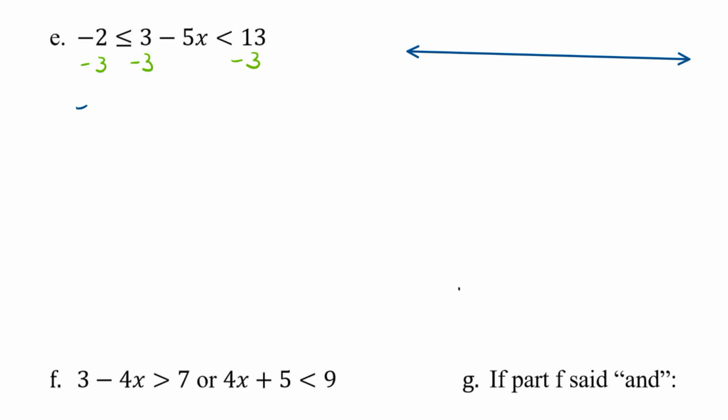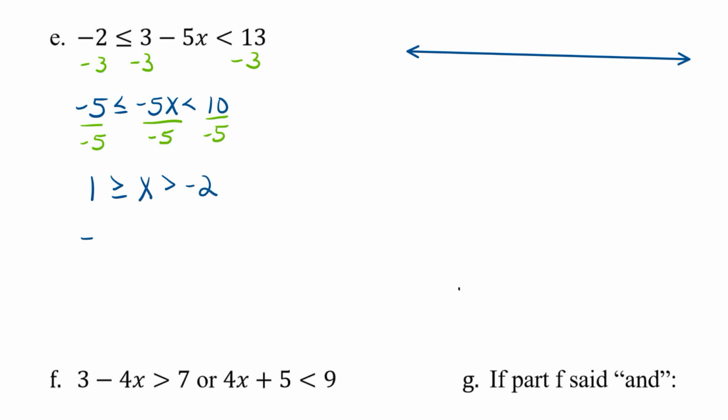So that's going to give me -5, and in the middle I have -5x, and then 13 minus 3 is 10. So now I'm going to continue the process, and I'm going to divide all 3 sides by -5. And the same rules apply. That means I have to reverse my inequality. So -5 divided by -5 is +1. I'm reversing my inequality to get x, and then reverse my inequality. 10 divided by -5 is -2.